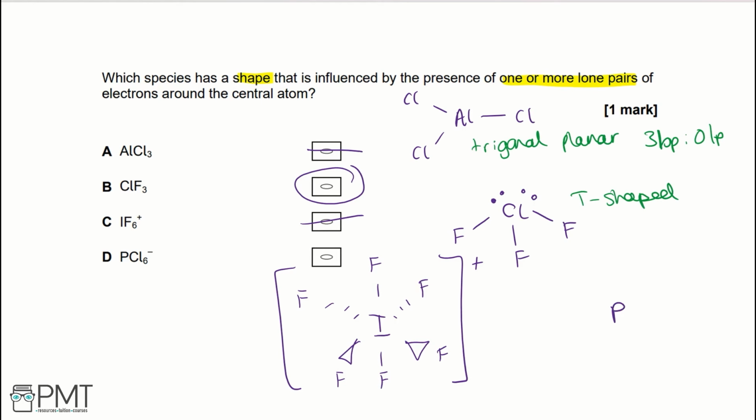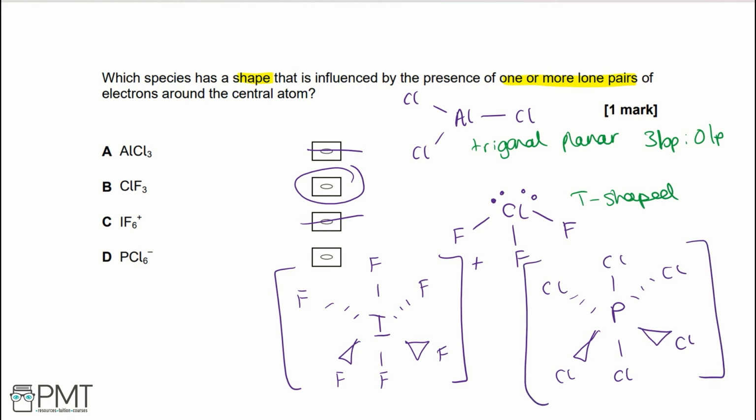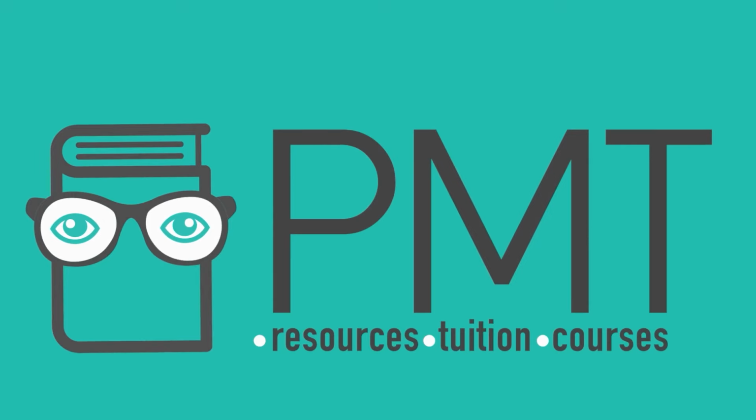Then if we do PCl6, so again we need this 3D octahedral shape, and then we have chlorine bonded at each of these 6 points. And we need our negative charge here. So both of these are called octahedral shapes, and they don't have any lone pairs, so they've got 6 bonding pairs and no lone pairs, which is not influencing its shape, so it's not going to be an answer for this question. That means our answer is definitely just B, and to get the mark for this question you need to circle the box corresponding to B.